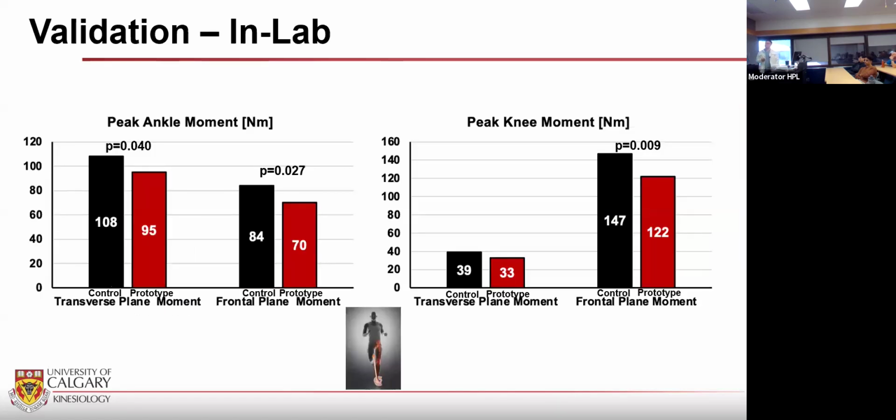So first, in terms of the in-lab testing, here we have the peak ankle moments on the left and the peak knee moments on the right in the transverse and frontal plane, in the control shoe in black and the prototype shoe in red. And similar to what we saw previously, as we reduced that rotational traction, we got significant reductions in the transverse and frontal plane ankle joint moments. As well, we got a significant reduction in the peak knee frontal plane moment in that prototype shoe. So we were successful at reducing those joint moments and those joint loads.